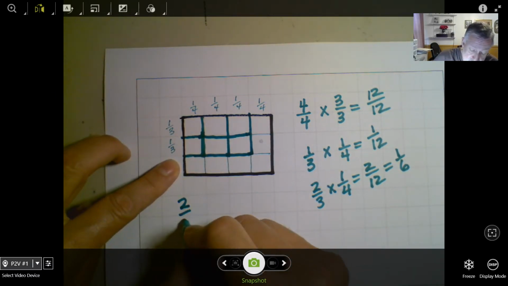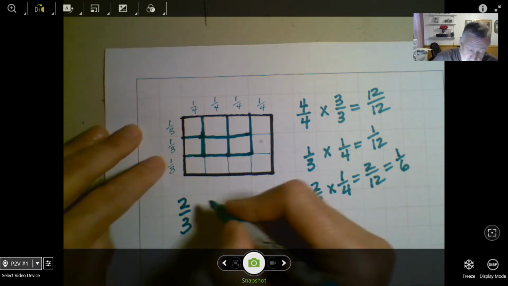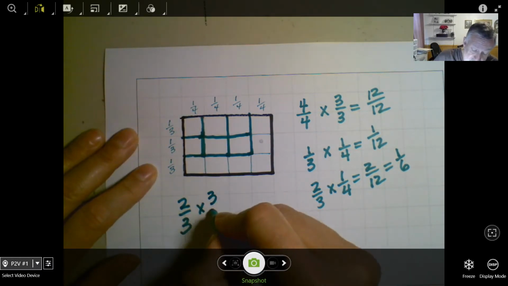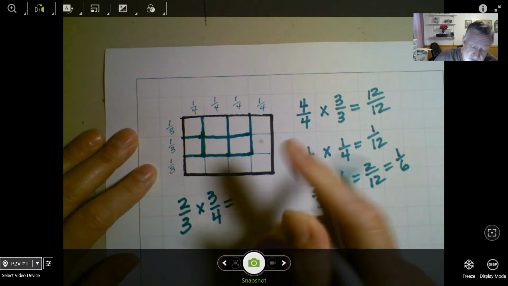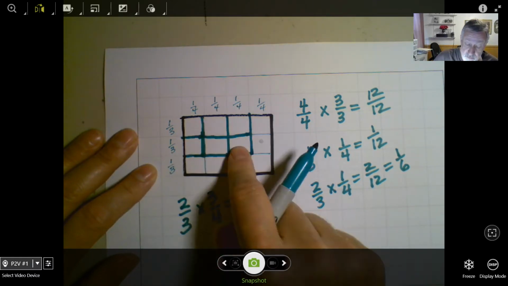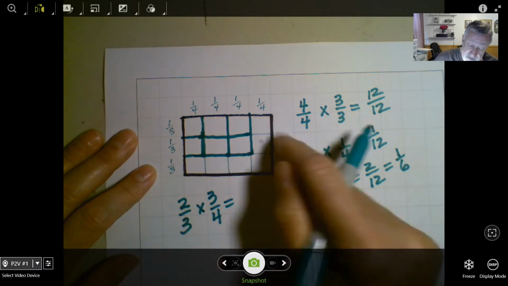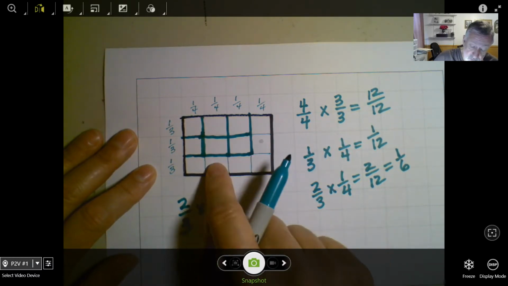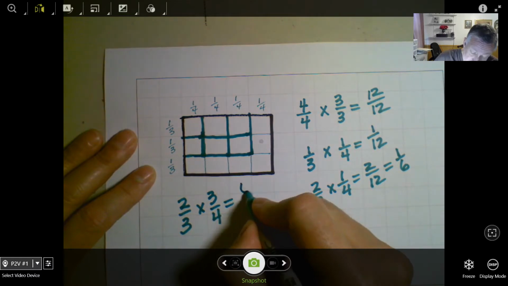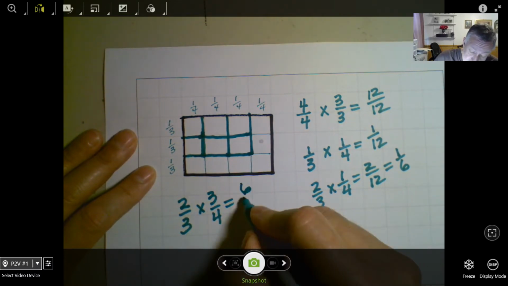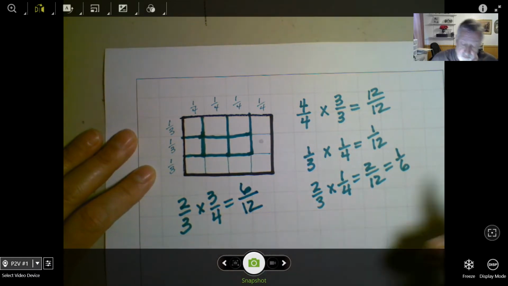2/3 times 3/4. Okay, and the area we have, if we just count it, we have 6, 1, 2, 3, 4, 5, 6, out of 7, 8, 9, 10, 11, 12. So 6, multiply across, and again, multiply across.